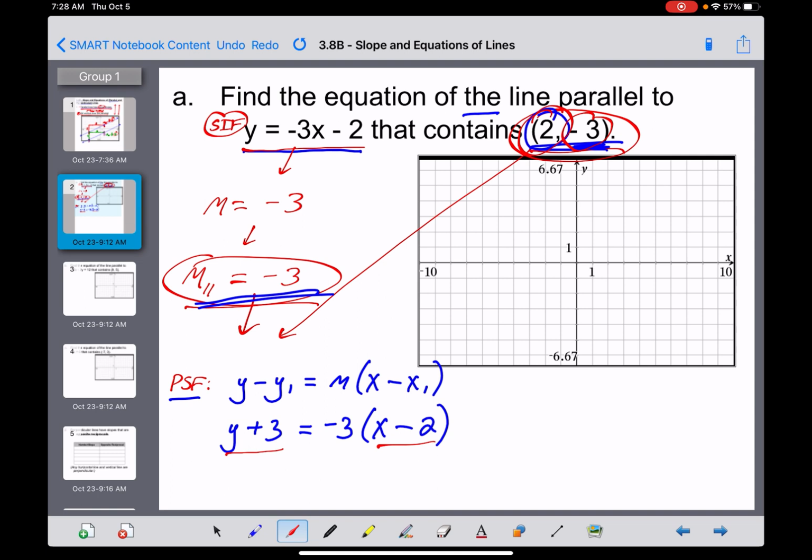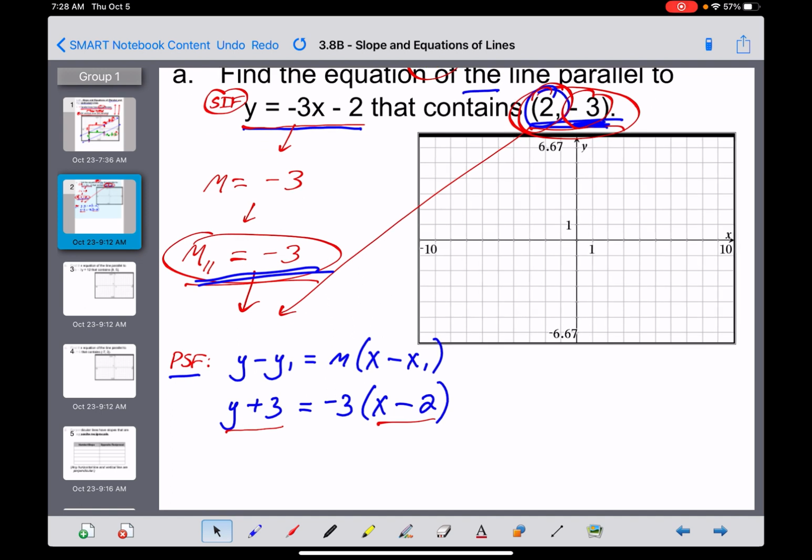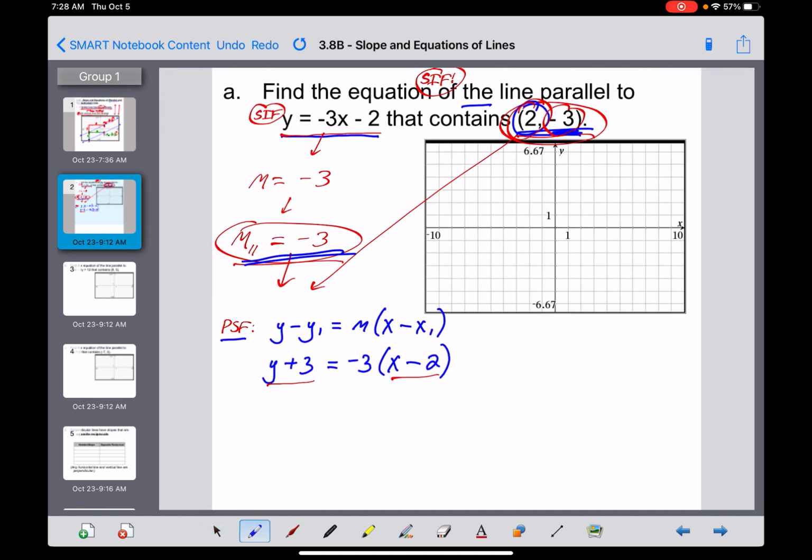Now, I didn't do a great job with my directions right here. What they should have said is find the equation in slope-intercept form of that line here. So right now we have the equation in point-slope form. We just want to put it into slope-intercept. And we talked about this in the earlier section here. We're going to distribute that negative 3 first and get y plus 3 equals negative 3x plus 6.